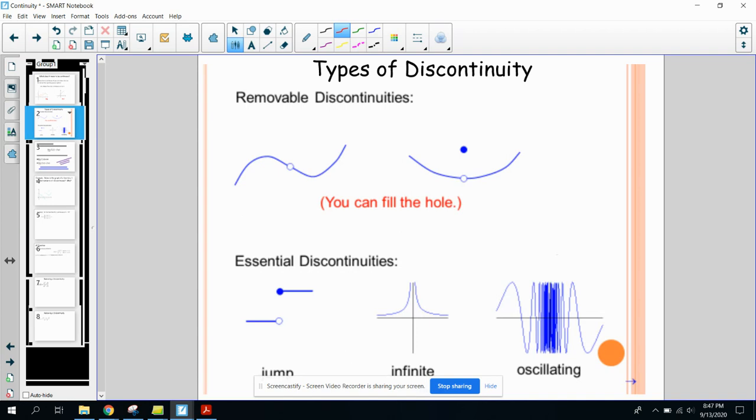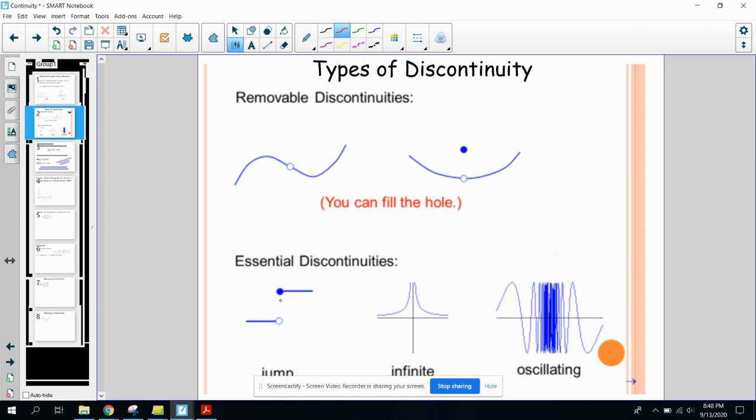There are a couple types of discontinuity you can have. You basically have removable and non-removable. Removable discontinuity is where you have a hole in your graph. Sometimes it's going to look like this, where you just have a hole. Sometimes you might have a dot above or below the hole or even on the hole, still making it discontinuous because there is some type of gap in the graph.